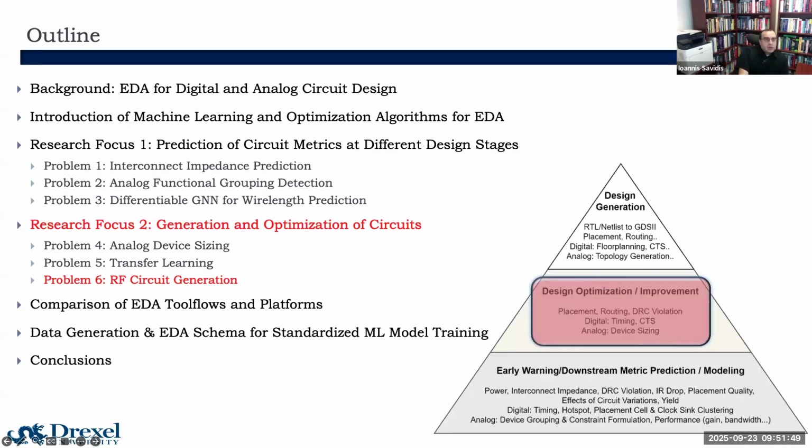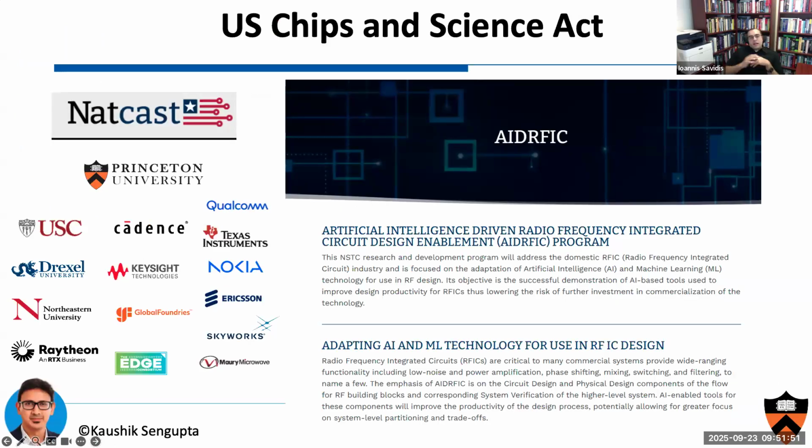So looking at RF circuit generation, these are slides that were provided by Kaushik. My team is, or was, part of a team led by Kaushik Sengupta at Princeton that was supported by this first call of proposals from NSTC, the National Semiconductor Technology Center, NatCast, which was basically a nonprofit that was stood up to manage the research and development portion of the CHIPS and Science Act.